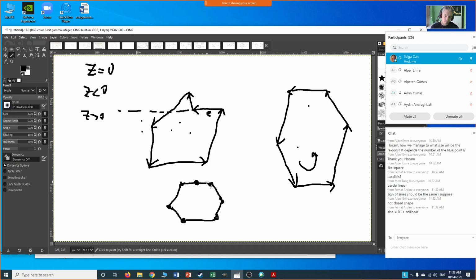For example, look at this edge. Considering this edge, the next vertex is neither on the right hand side nor the left hand side. It's exactly on the line. In that case, z is going to be 0. These 3 points will be collinear. As you can see, it doesn't destroy convexity.